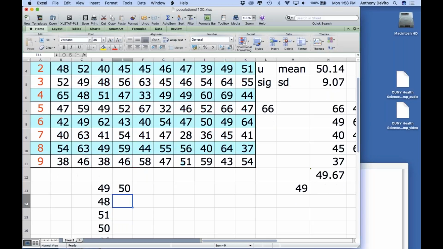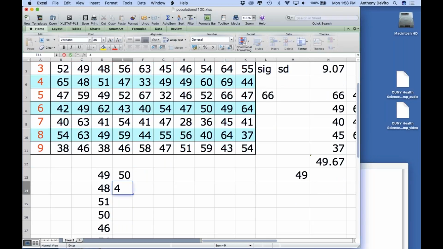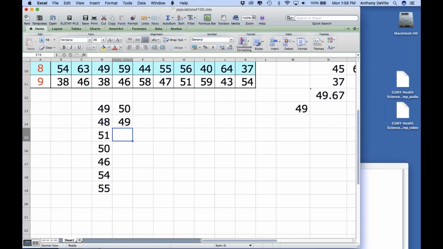Okay, anybody else? 49, okay, good. Anybody else? 51? Okay, I think I've got enough for now. So now we have taken 10 samples of size 9. Normally in real life we'd only do one sample, but we have 10 samples.